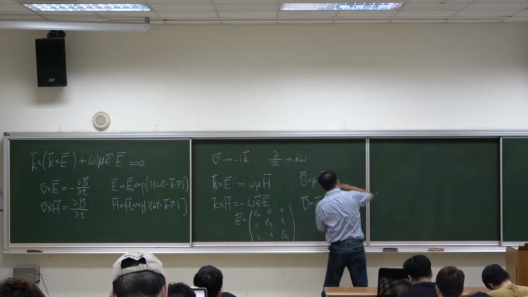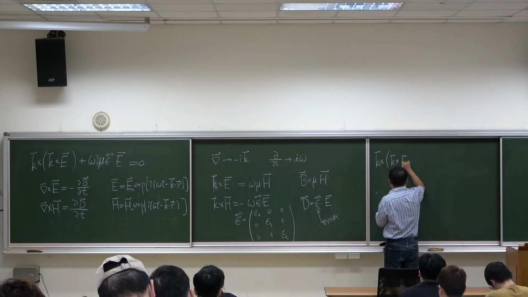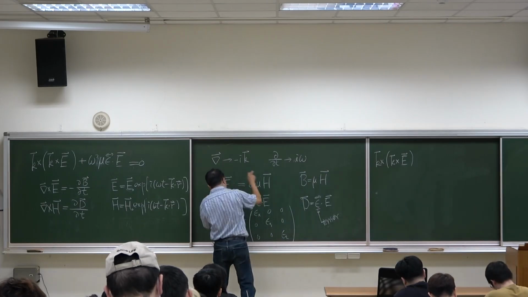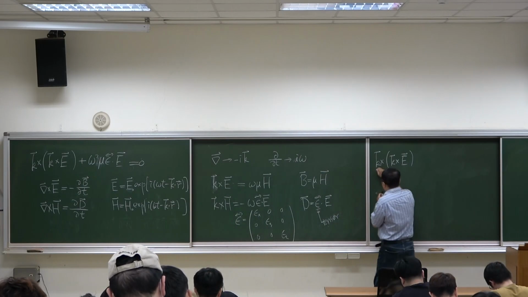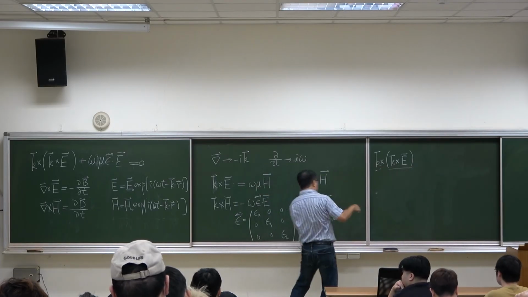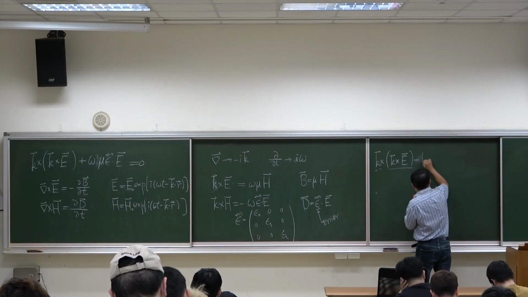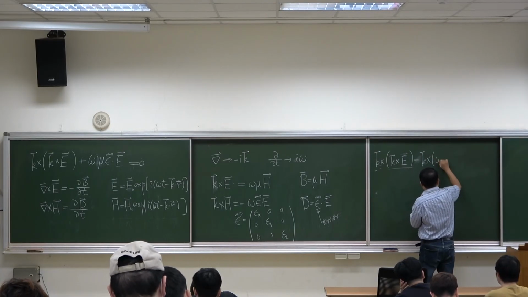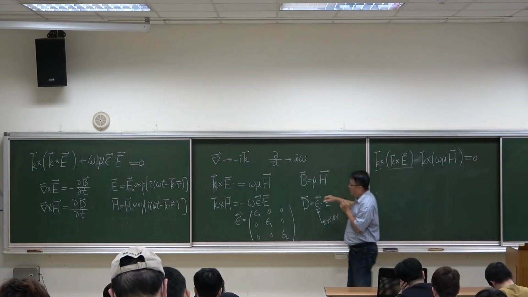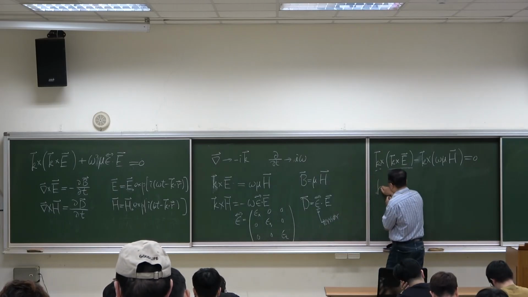From this equation, when you do the cross product K with K cross E and K with omega mu h, since K cross h is minus omega epsilon dot E, you get this equation.